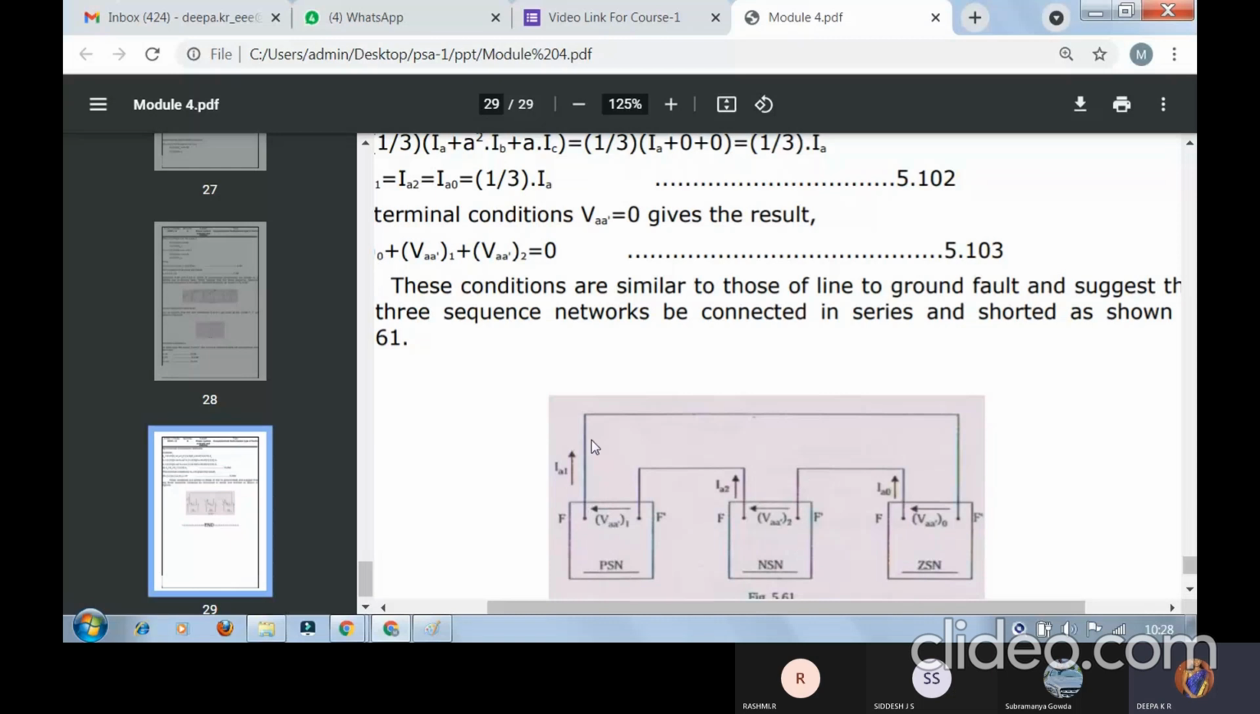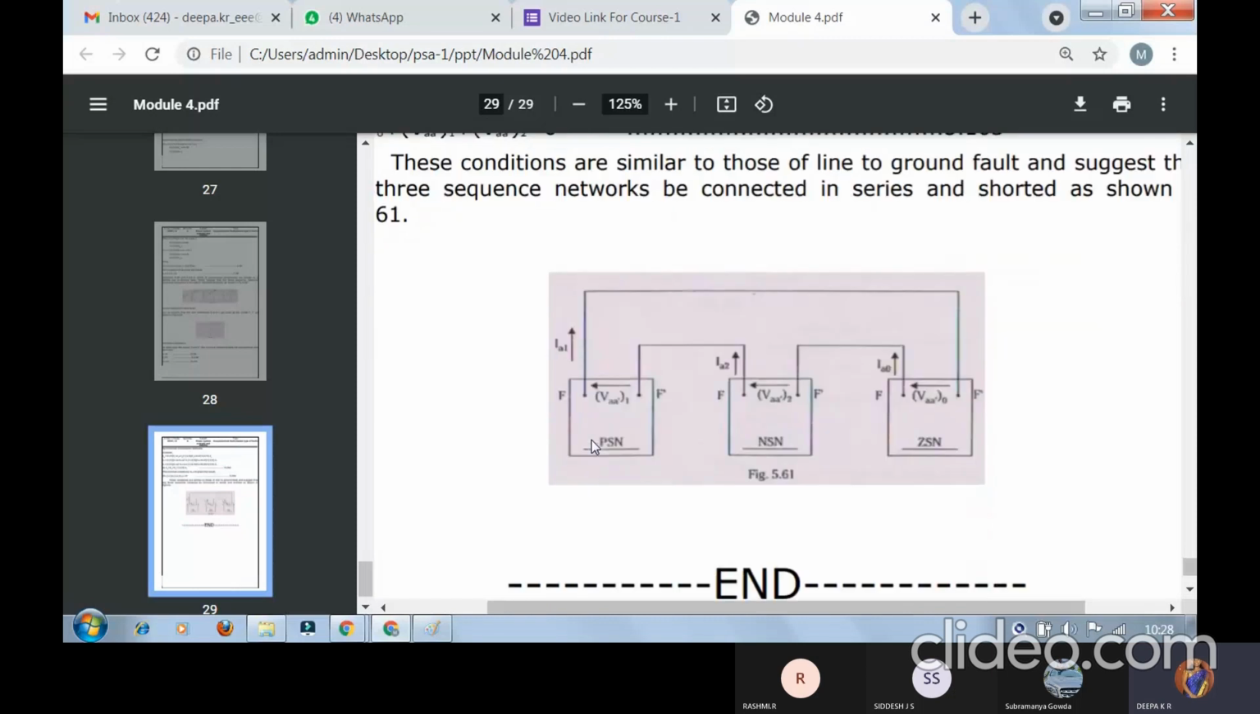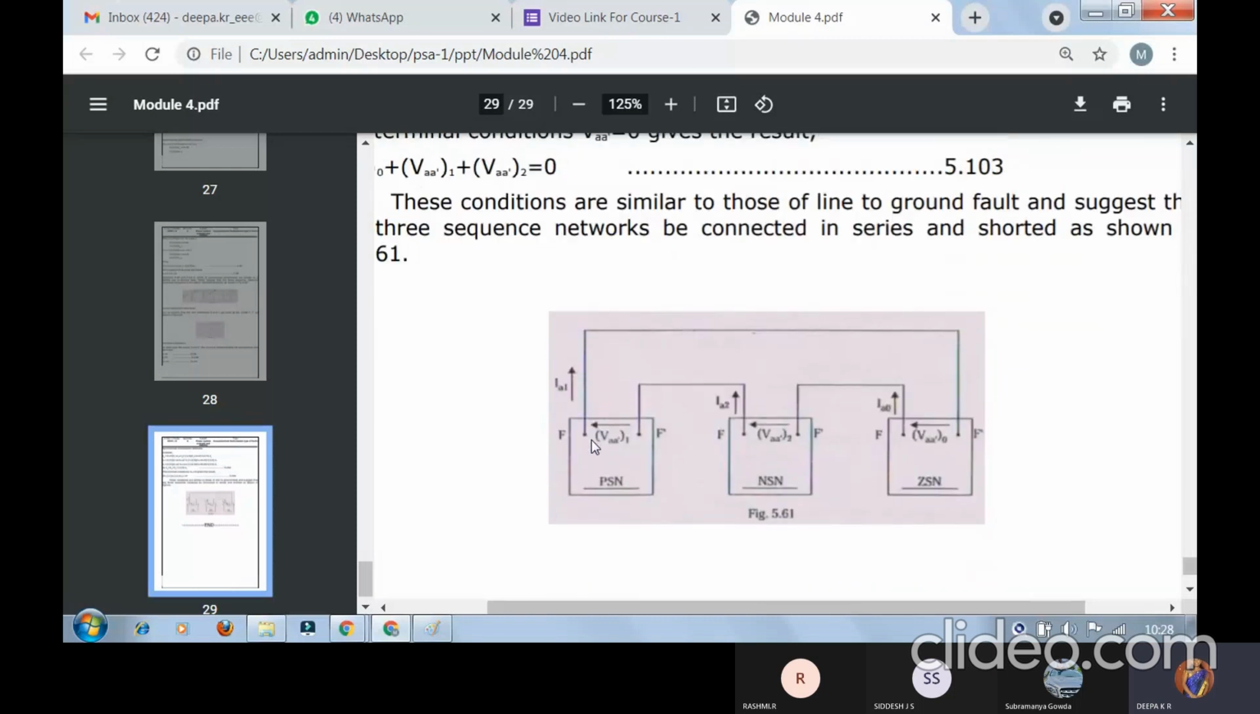So this is for the two conductor open system. Please copy down this diagram for a two conductor open system.